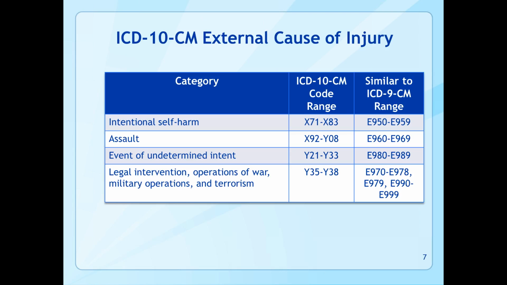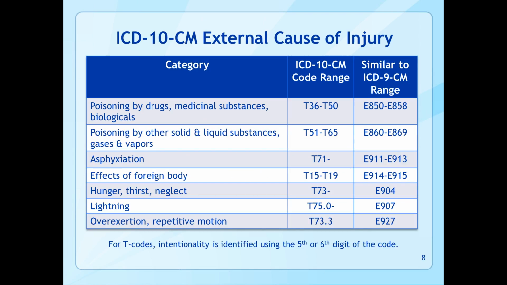So this slide shows the broad categories of the external cause codes for intentional self-harm, assault, injuries of undetermined intent, and injuries resulting from legal intervention, operations of war, military operations, and terrorism. So one thing you might note is that all the codes related to intentional self-harm, the first row on this table, begin with an X, while the codes related to assault, which is the second row on this table, begin with either an X or a Y. So unlike any other category, the assault codes span 2 letters of the alphabet. All the other categories begin with a single letter. Next slide, please.